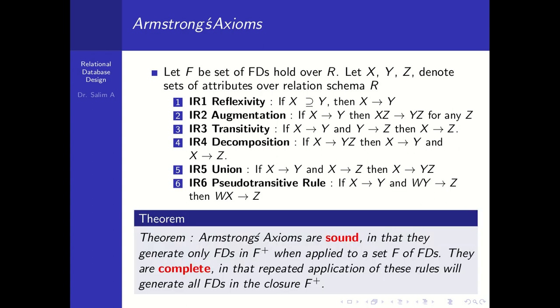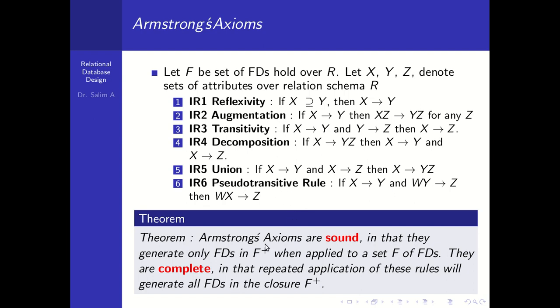And the sixth rule is the pseudo transitive rule. If X determines Y is there, and WY determines Z is there, then you can have WX determines Z. This you can infer. Therefore, these are the six rules: reflexivity, augmentation, transitivity, decomposition, union, and pseudo transitive rules.